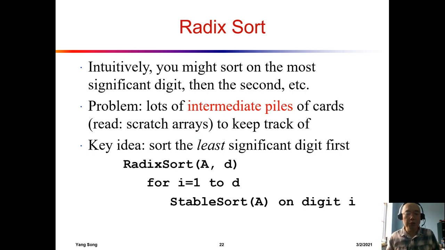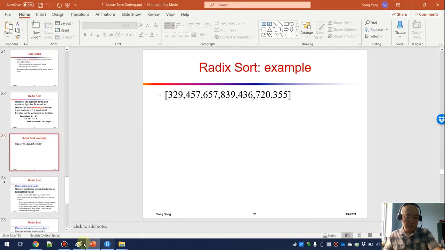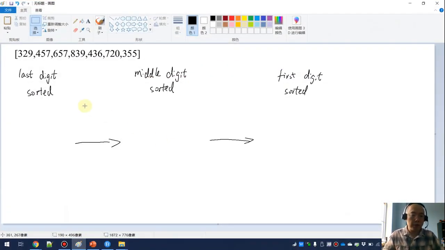And then how do we do the sorting? From 1 to D, we do a stable sort only on that specific digit. Let's see such an example. If we want to sort those values, we are going to start from the last digit, the least significant digit, and then we move on, and in the last pass we sort the most significant digit.